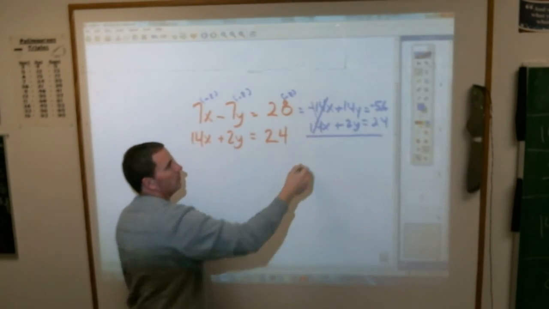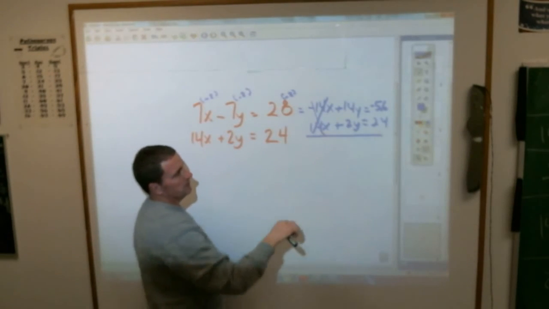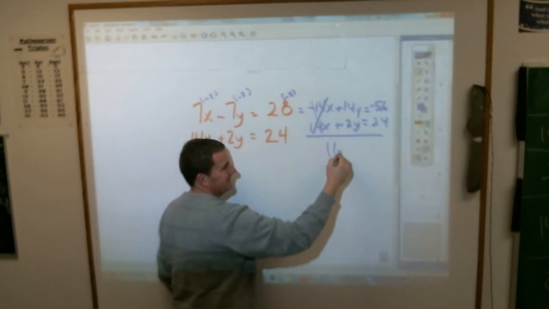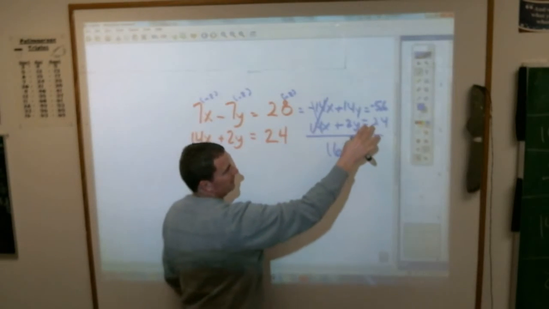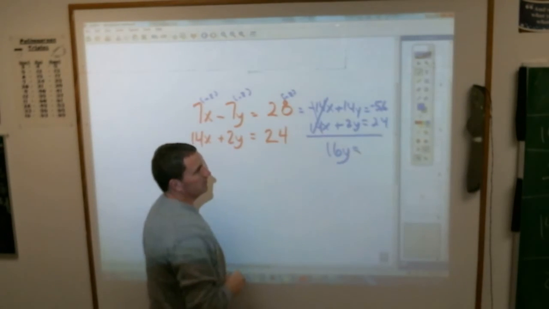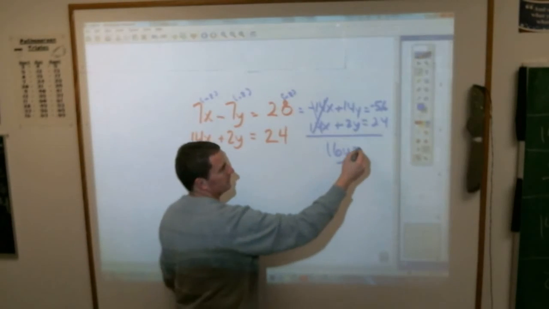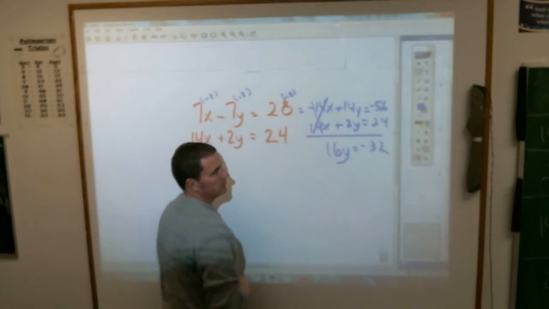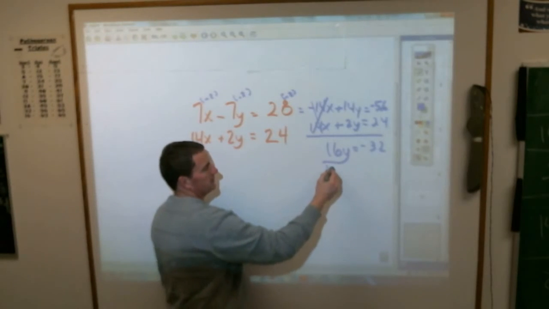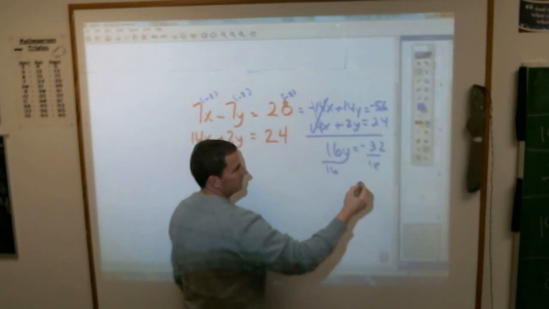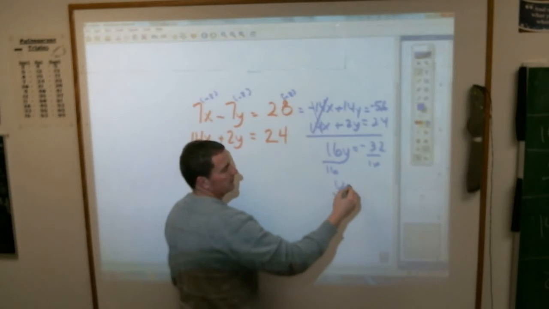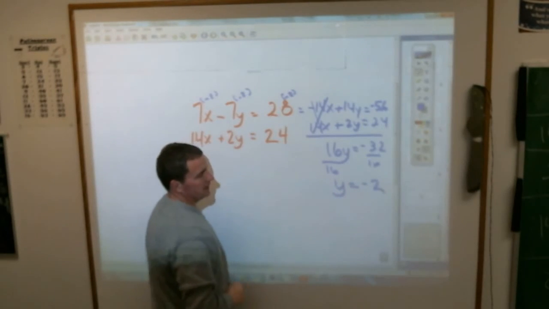My x's do go away. 14y and 2y is 16y. -56 and 24 ends up being -32. Divide by 16, and it's always a good thing when they work out evenly, because that's a pretty good indication you're on the right track. Y equals -2.